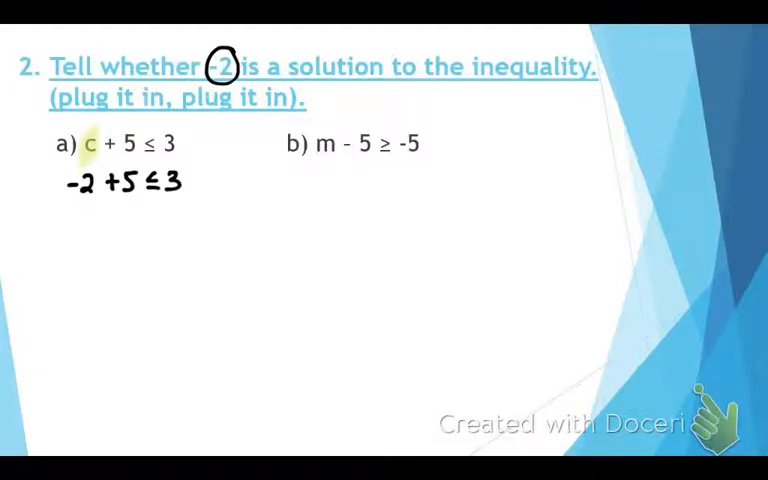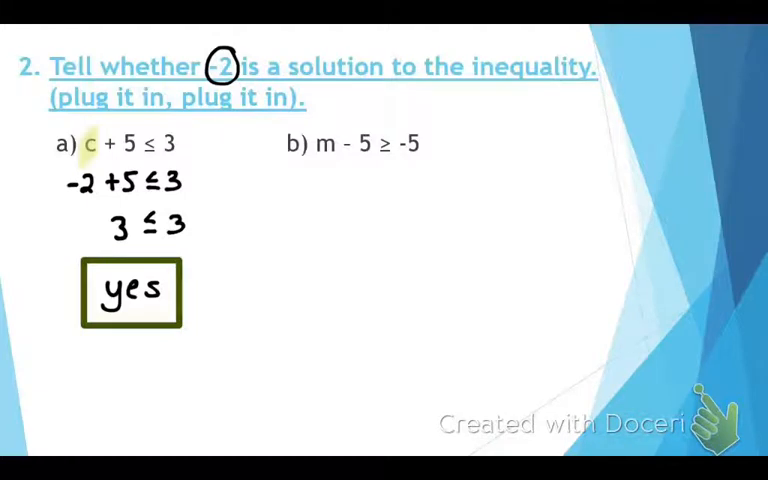Let's work on the left side first. What is -2 plus 5? Same sign, add and keep, different sign, subtract and take. 3. Drop down your less than or equal to and your 3. So back to my instructions, it says tell whether -2 is a solution. Guys, is this truthful? 3 is less than or equal to 3? Yes, it is. So the correct answer is yes, it is a solution to the problem. Try problem B on your own.